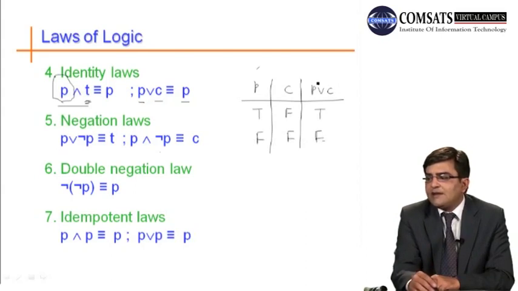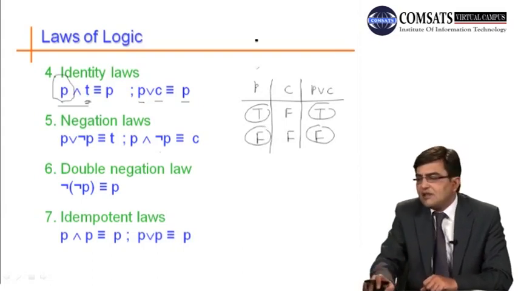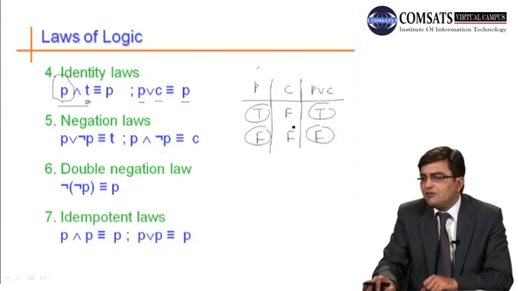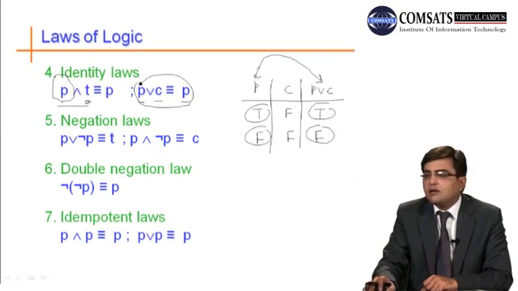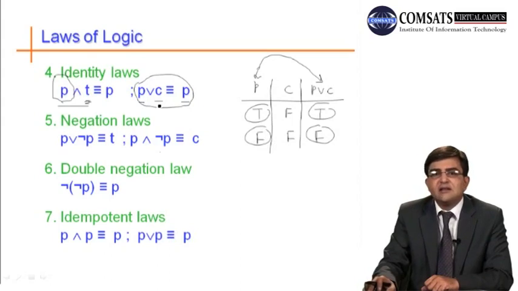So P or C, we can see that the truth value is T in the first row. Here also we have truth value T. In the second row, P or C has truth value false, and P has truth value false. We can see that these two propositions, P and P or C, have identical truth values, therefore these two propositions are logically equivalent. So we can say that P or C is logically equivalent to P, or that P or C has the same truth values as P.